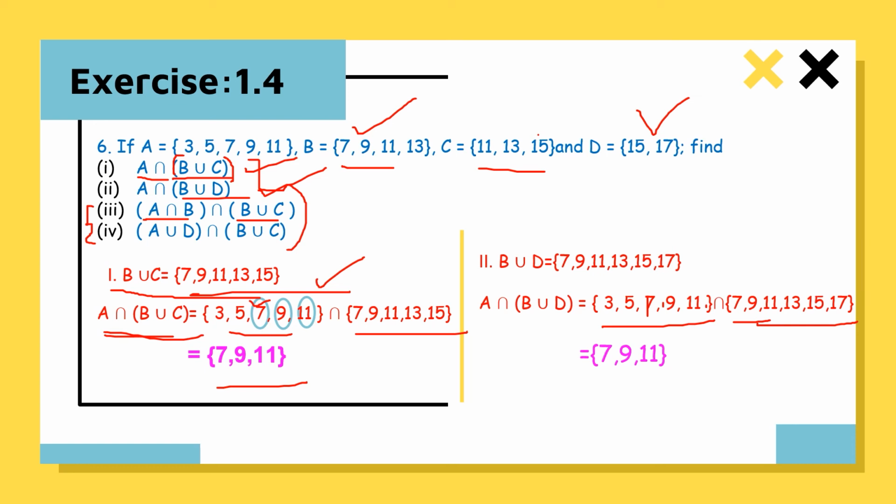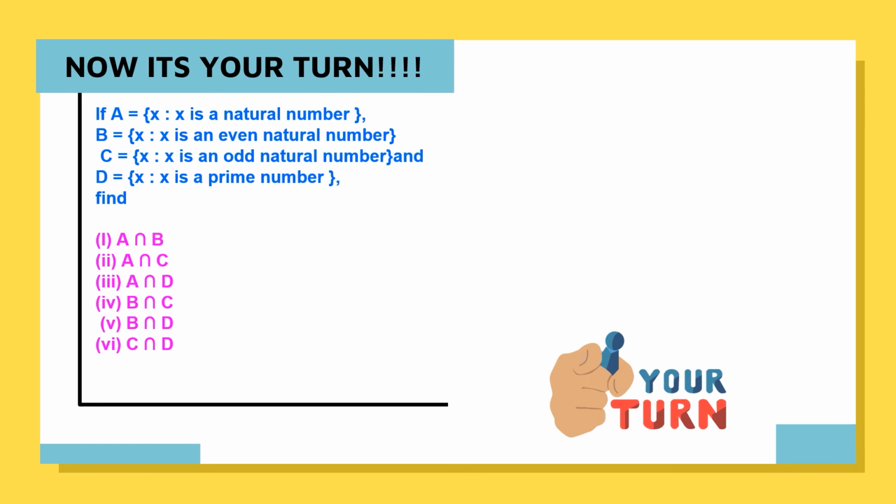Similarly, for the fourth question, A union D you need to find out, you have it. B union C again you have. For both the sets, what is common you need to identify. So I'll be waiting for your answer. In the mainstream, children, just post your answer to this question. Along with that, we'll see this question also.